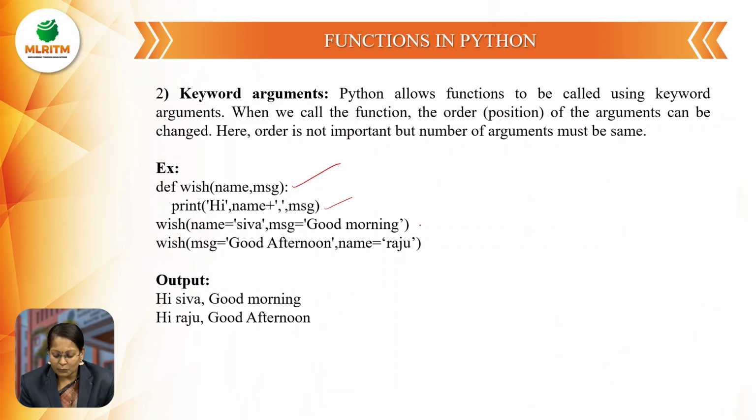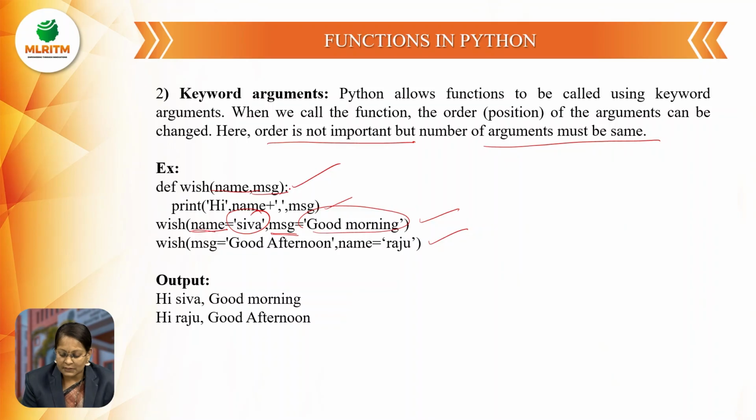So here we are using keyword arguments. Wish. So here what is the name? Name is one keyword and Shiva is the value. MSG is one keyword and good morning is the value to that MSG. So these, name and message in this example, are the keywords. Here, the order is not important. In keyword arguments, the order is not important, but the number of arguments must be the same.